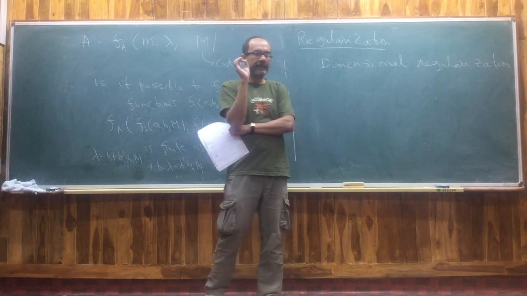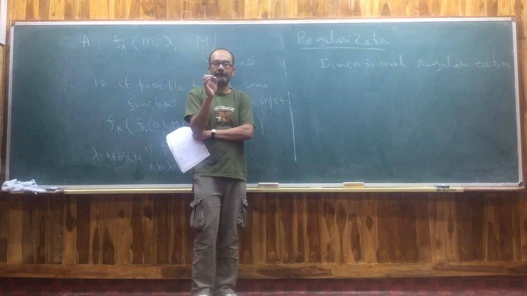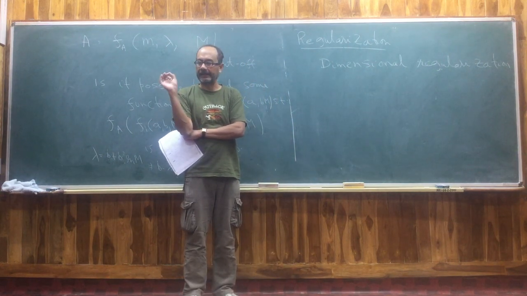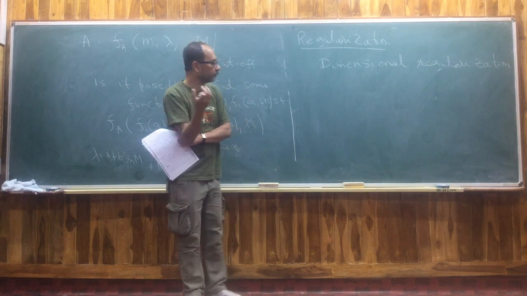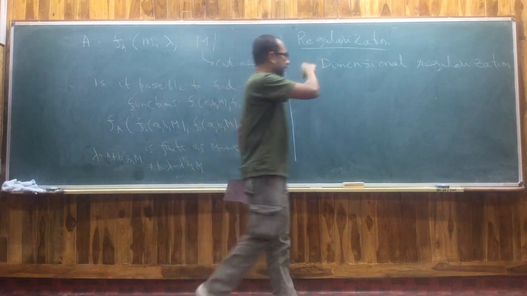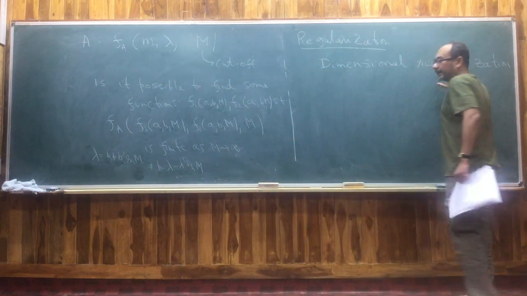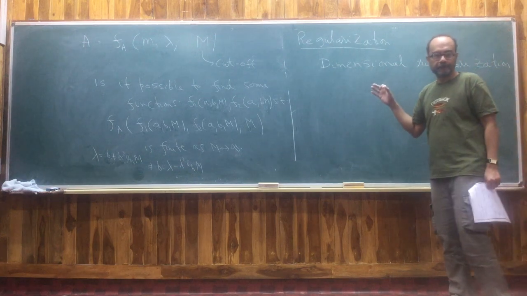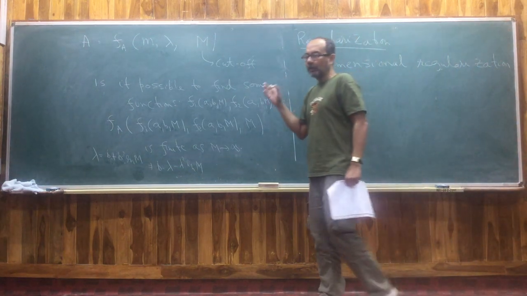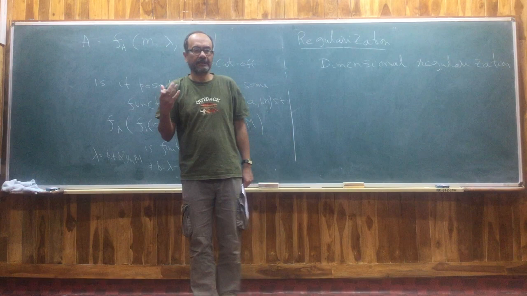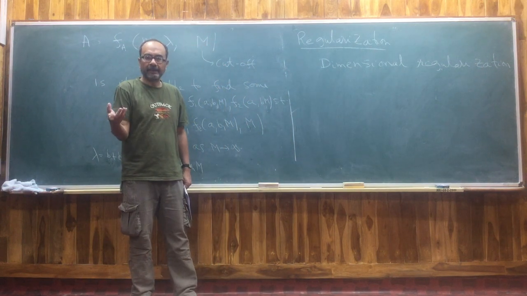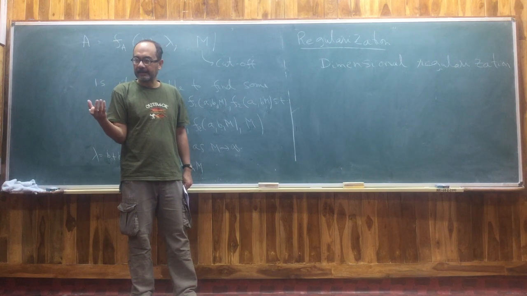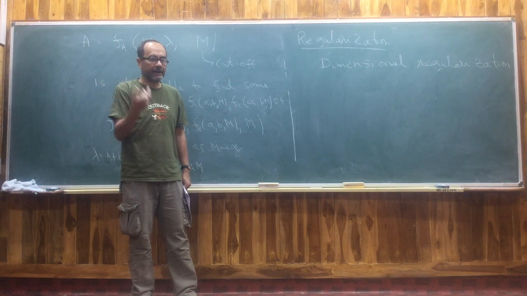So first, the job of the regulator will be to give a finite result for every quantity, even if it doesn't make sense physically. So you want a finite result. This dimensional regularization does that by working in dimensions other than 4. As we saw, the ultraviolet divergences are dimension sensitive. The lower the dimension, the better the behavior of the integral, simply because you are integrating over fewer variables.